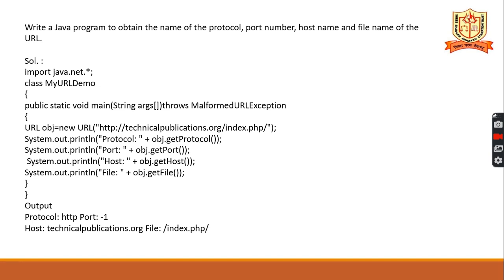Using this method you are retrieving the protocol, and after that you have to retrieve the port, obj.getPort, and then getHost and getFile. So you are retrieving all the data from this URL.